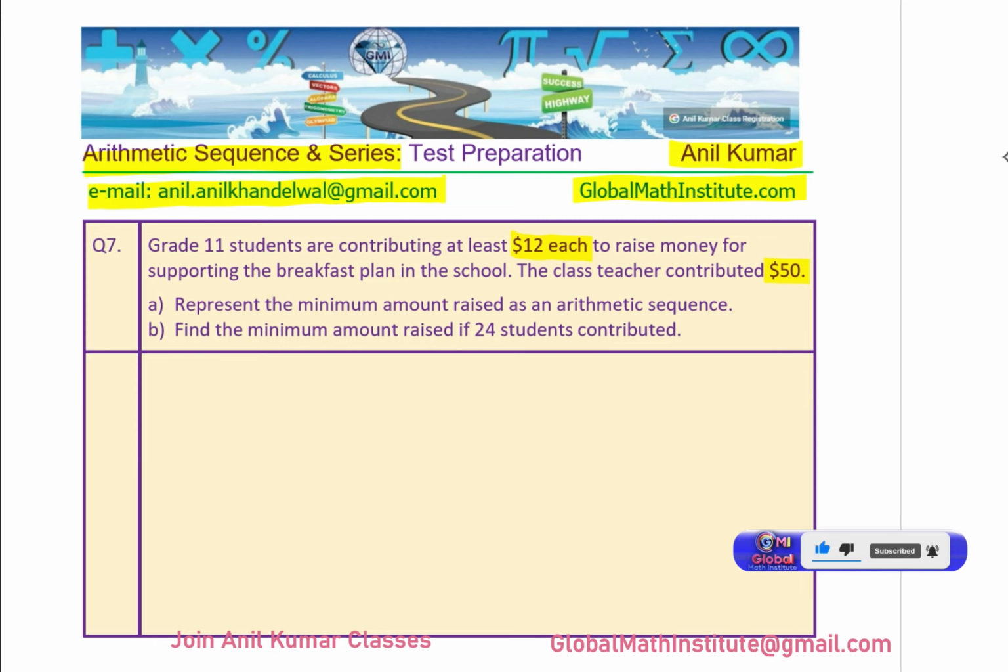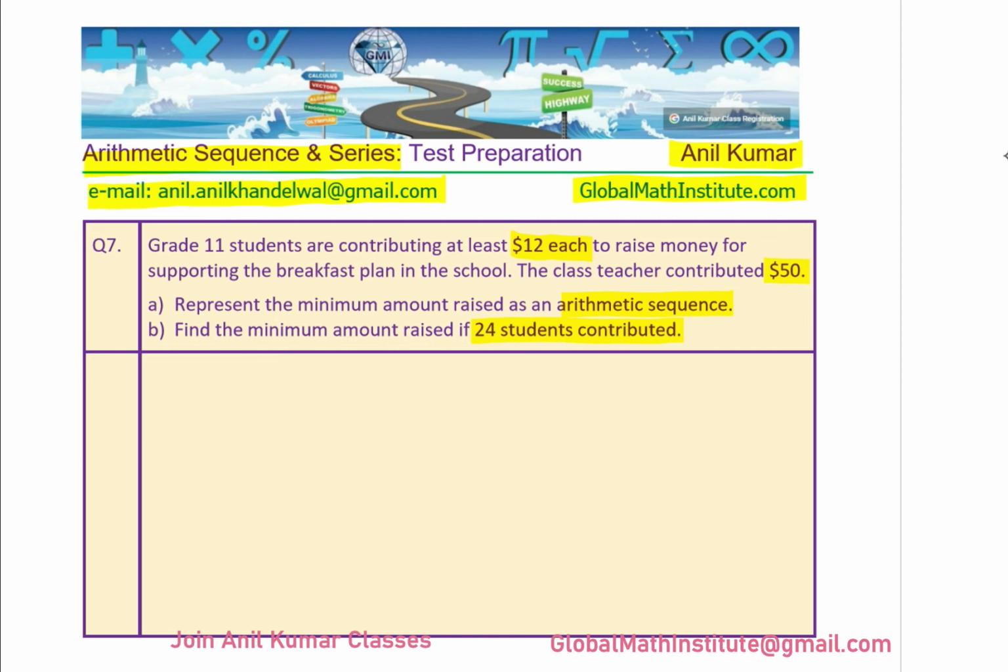Part A. Represent the minimum amount raised as an arithmetic sequence. Part B is find the minimum amount raised if 24 students contributed. So you can always pause the video and answer this question. Let's look into the basic concepts. While the formula to be used is straightforward, the nth term and sum of n terms, those are the two things required.